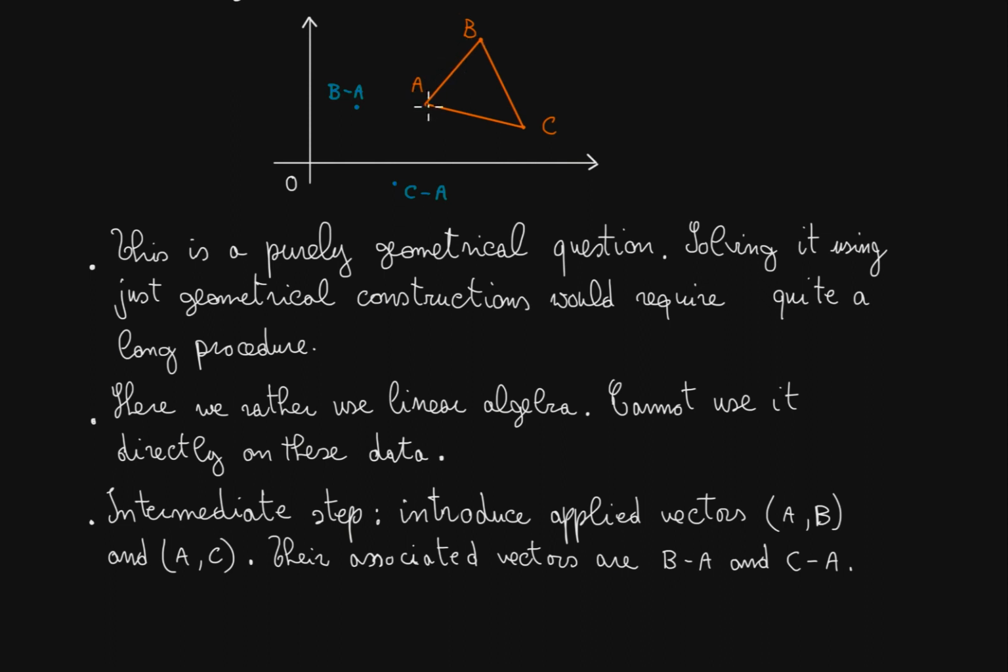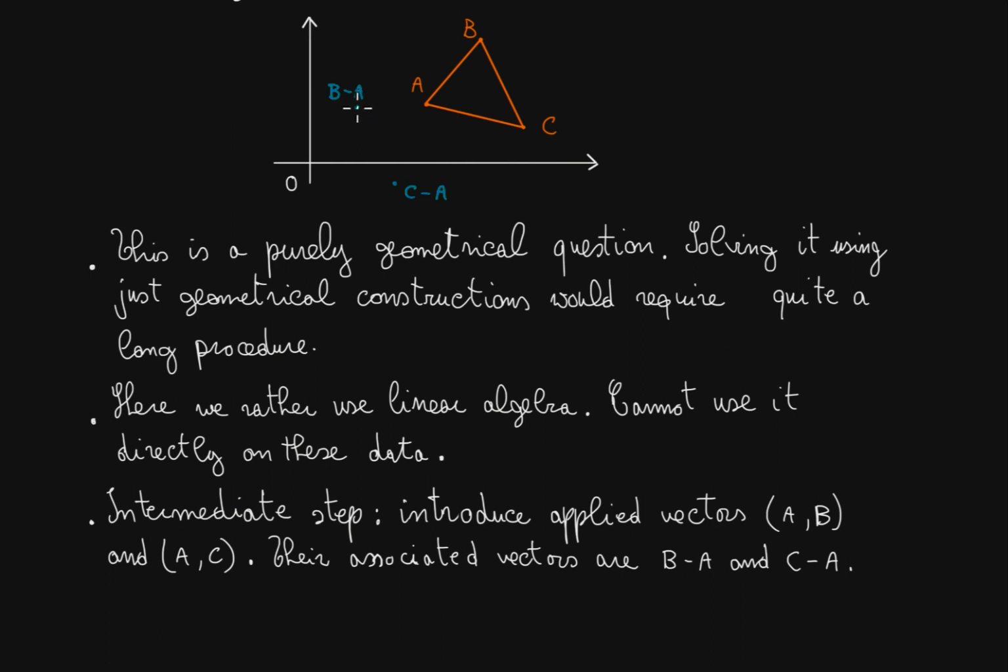Instead, let's associate to applied vectors real vectors. So, as an intermediate step, introduce applied vectors AB and AC. Their associated vectors are B minus A and C minus A by the definition we have just given. Approximately, B minus A is a vector which we'll denote as a point in here, because we have to subtract A from B. This is what we will get. And C minus A will roughly be here. What do we do with these two real vectors?